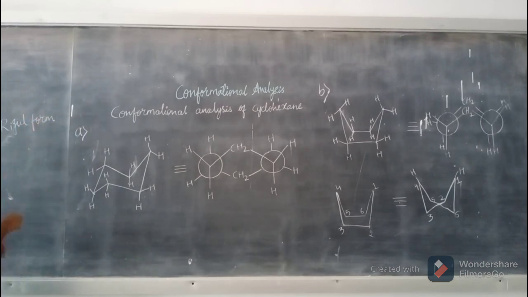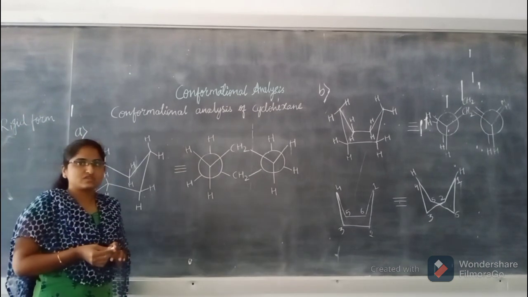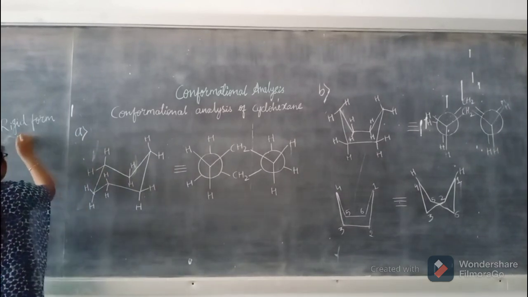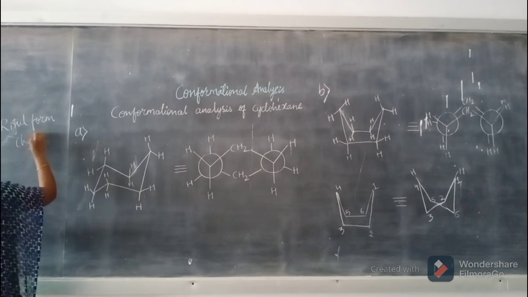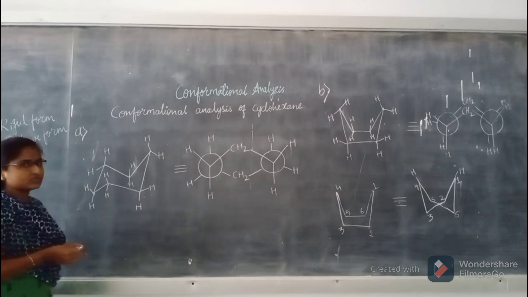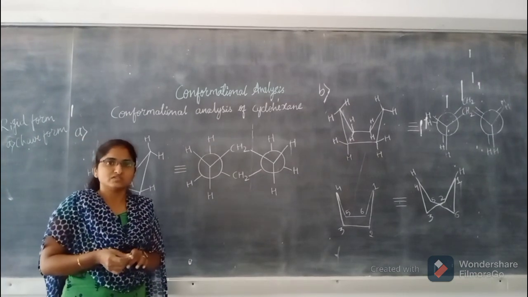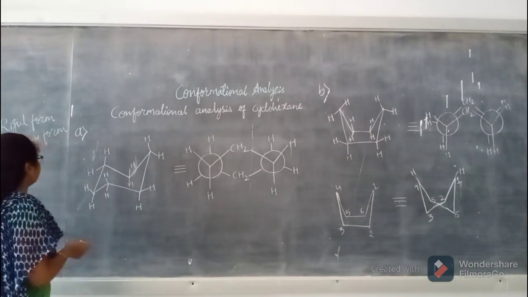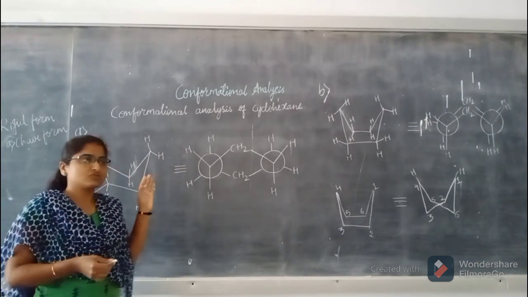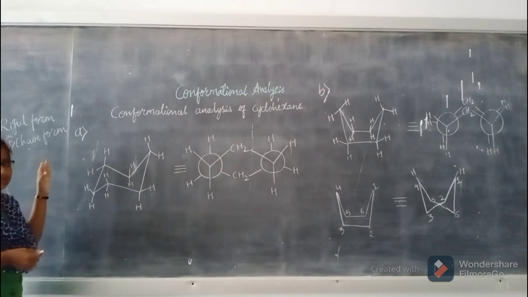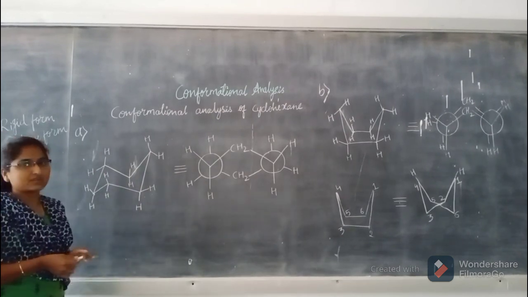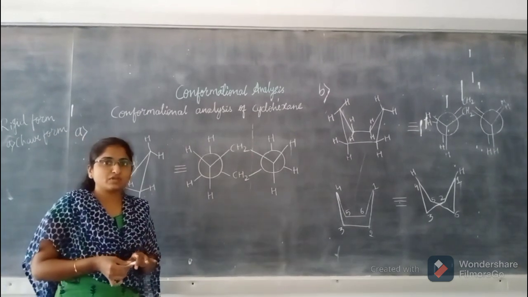The first form is a rigid form. It looks like a chair, so it is named as a chair form. The first conformation of cyclohexane is nothing but a chair conformation. It is a rigid form. Its shape is like a chair, so it is called a chair form, or you can say chair conformation of the cyclohexane. The second conformation of cyclohexane looks like a boat and it is flexible.